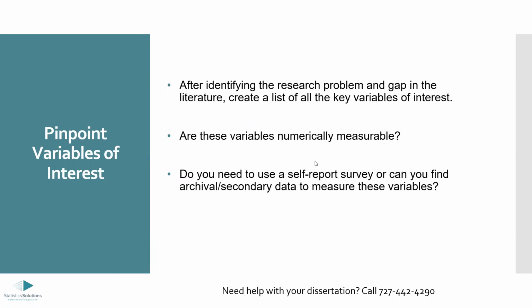So at this step, you want to identify, are you using a self-report survey or are you going to use archival data? So a self-report survey involves you administering a survey to participants. Maybe you can use something like SurveyMonkey or Qualtrics, target participants. You can also use archival or secondary data. That may save you some time. So finding a spreadsheet that already exists.